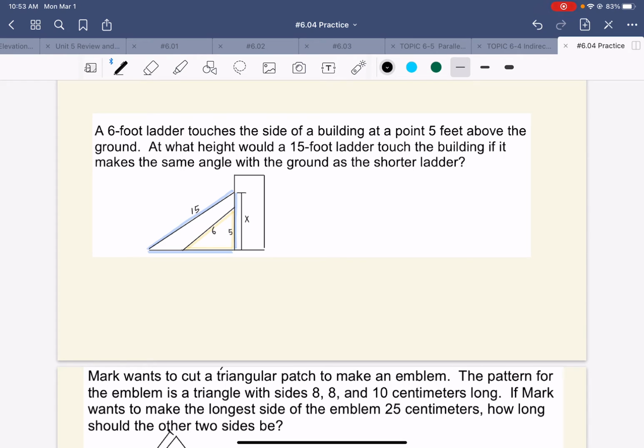For the most part, on anything that involves ladders or shadows or something that can be easily drawn, I will not draw it for you on the test, but I drew it for you right here on this assignment just to make it a smoother transition. But a question like this one, when it involves a ladder and how high on the building, I will not draw for you on the test.